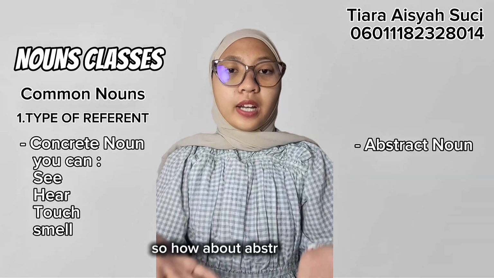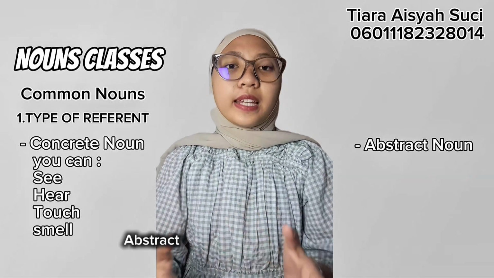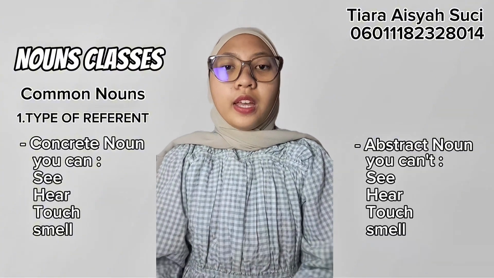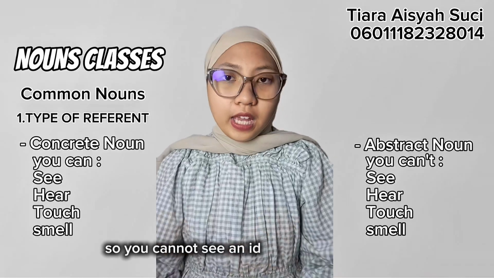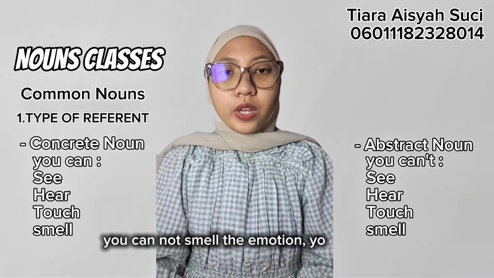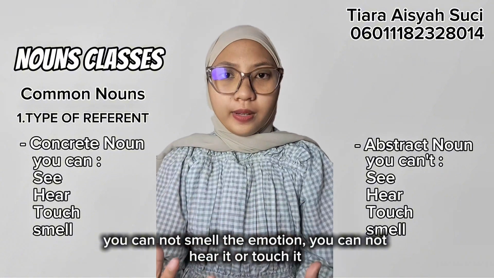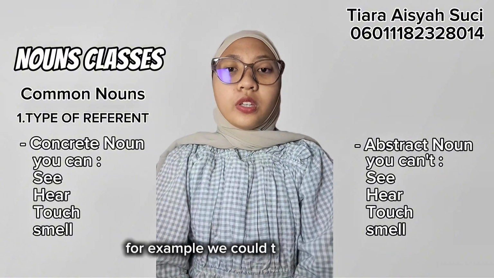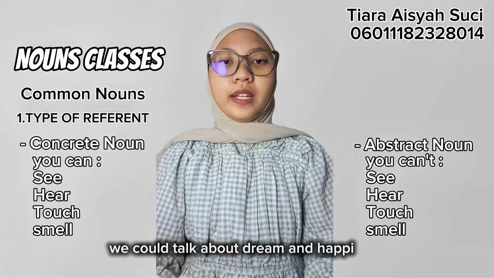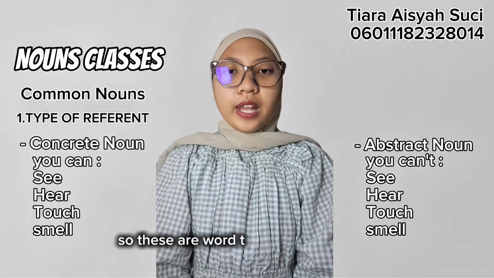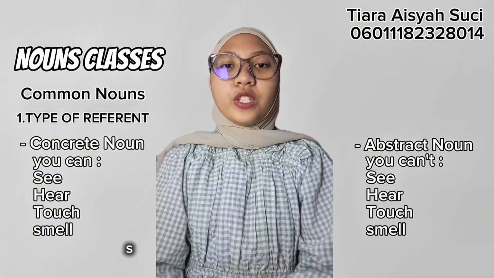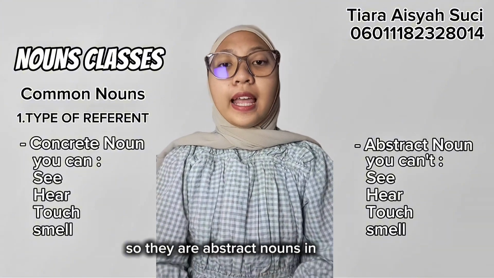So how about abstract nouns? Abstract nouns are ideas, concepts, and emotions. So you cannot see an idea. You cannot smell an emotion. You cannot hear it or touch it. For example, we could talk about love. We could talk about dream and happiness. So these are words that represent ideas, concepts, and emotions. So they are abstract nouns in English.